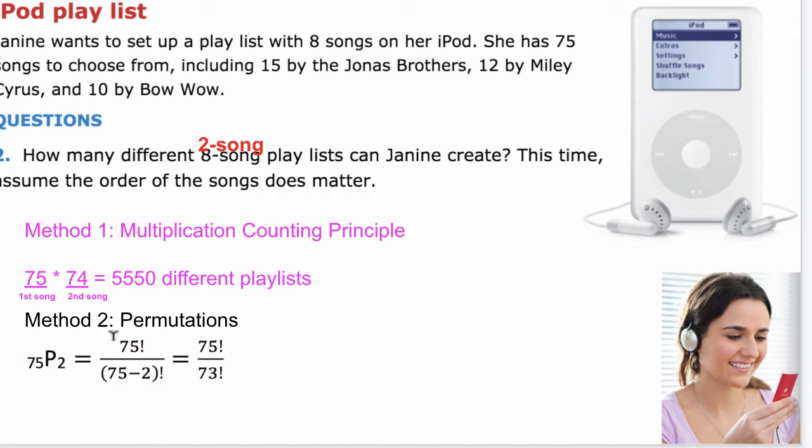And the formula goes 75 factorial on top over 75 minus 2 factorial, or 73 factorial. So 75 factorial over 73 factorial. Factorial means you're multiplying all the way down. I'm not going to write it all the way down: 75 times 74 times 73 times 72 times 71, 70, all the way down to 1. But the bottom is also 73 times 72 times 71, so I can stop and cancel these out. They're all going to cancel out, and you're just left with 75 times 74, which is the exact same thing as before. This is also 5,550.